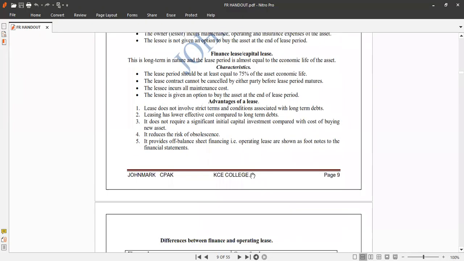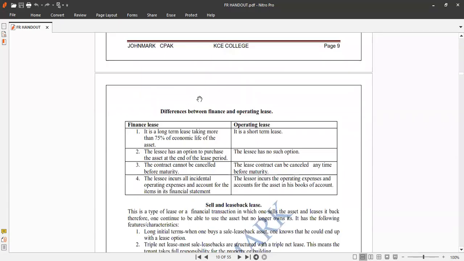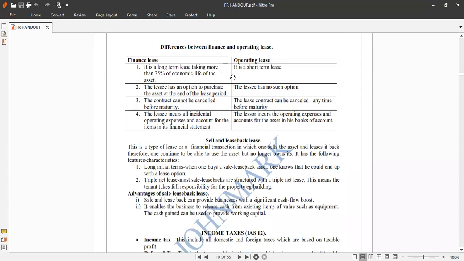Then we have the advantages of lease. You'll go through that. And then you also have the difference between a finance lease and an operating lease. One of the differences is that a finance lease is long term, whereas an operating lease is short term. For a finance lease, the lessee has an option to purchase the asset at the end of the lease period, but for an operating lease, the lessee has no such option. For a finance lease, the contract cannot be cancelled before maturity, but for an operating lease, the contract can be cancelled anytime. For a finance lease, the lessee incurs all the incidental operating expenses and accounts for the items in the financial statements. But for an operating lease, the lessor incurs all the operating expenses and accounts for the assets in the books of account.